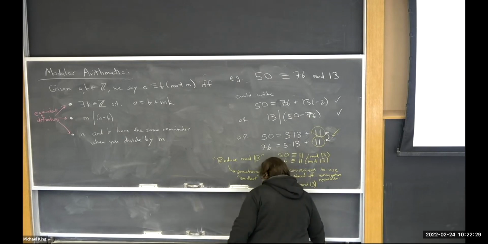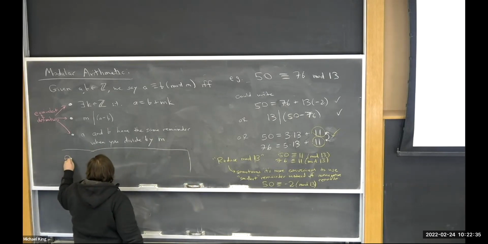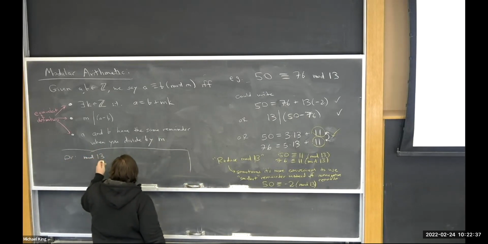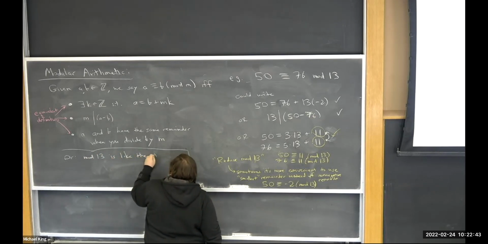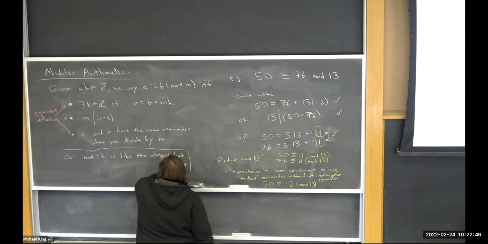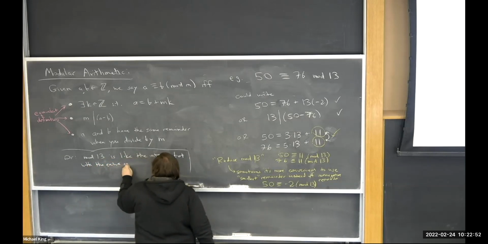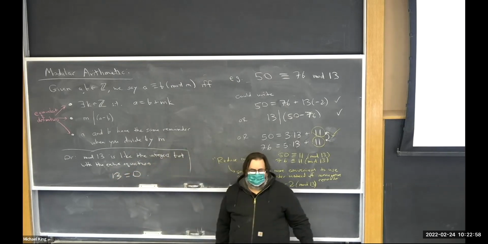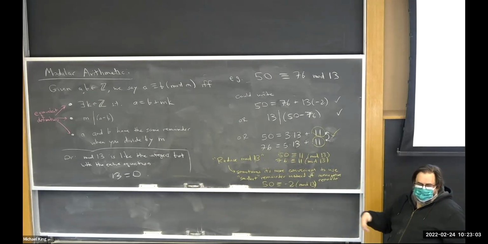Worth mentioning, mod 13 is like the integers, but with the extra equation. Just depends on how you want to think about stuff. The extra equation 13 equals 0. Right? You're adding that relationship into the integers. And the consequence is that everything can be turned into a number between 0 and 12 if you do that. Make sense?